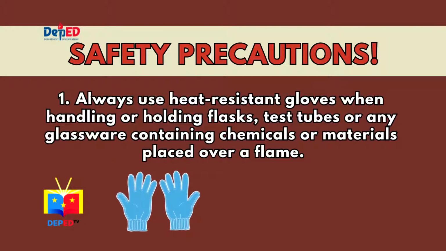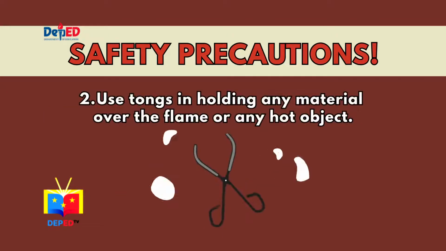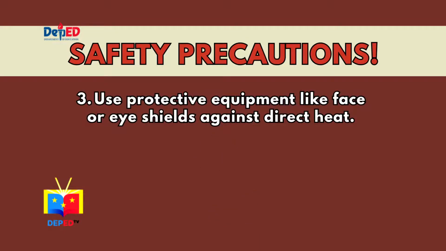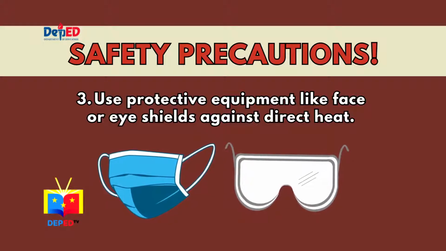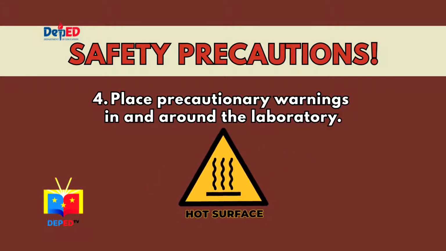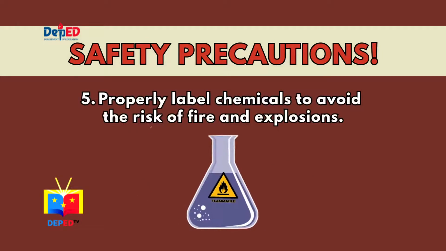Number 1. Always use heat-resistant gloves when handling or holding flasks, test tubes, or any glassware containing chemicals or materials placed over a flame. Number 2. Use tongs in holding any material over the flame or any hot object. Number 3. Use protective equipment like face or eye shields against direct heat. Number 4. Place precautionary warnings in and around the laboratory. Number 5. Properly label chemicals to avoid the risk of fire and explosions.